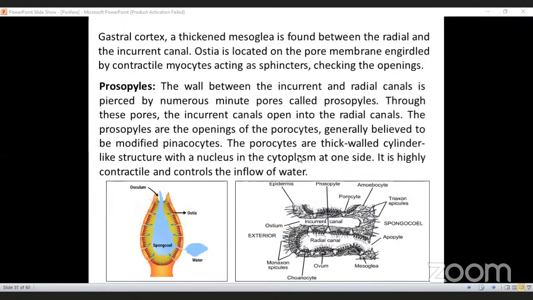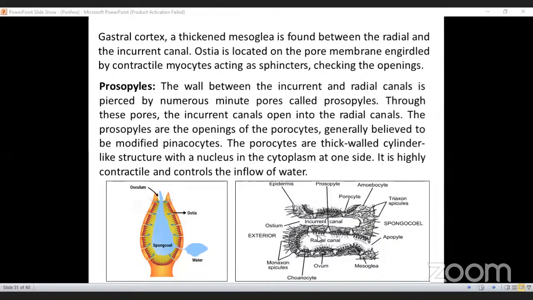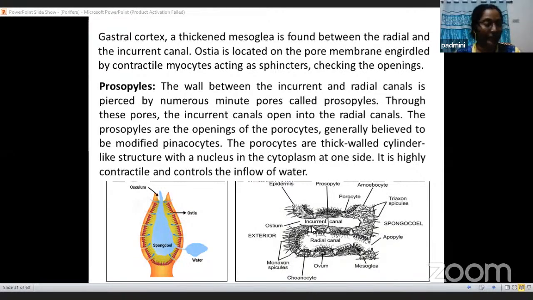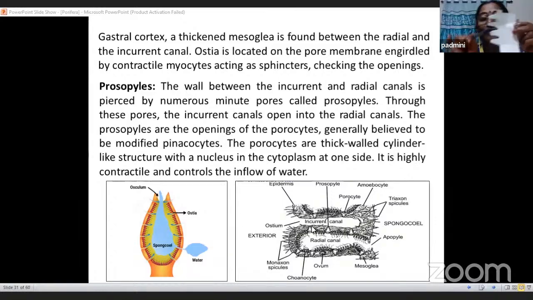Ma'am, prosopyle. Prosopyle, yeah. If you can see in this picture, prosopyle. See this picture over here, that black and white picture over there. Can you see that? Yes. This is the mirror image of this picture over here. So here, it is the inside one, the radial canal. So let me tell you over here. What is this one? This is the radial canal, right? Yes. This opening is the incurrent canal. Very good. So this is an incurrent canal, this is a radial canal.